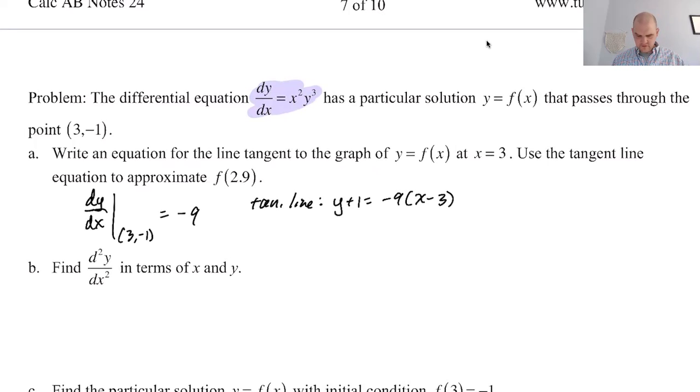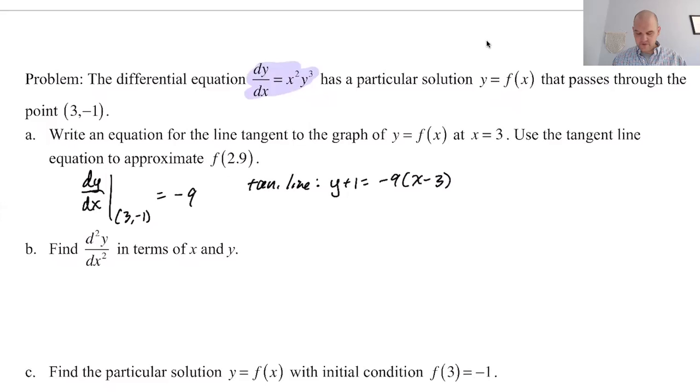Okay, use the tangent line to approximate f of 2.9. So it's an approximation, so use approximately equal to. f of 2.9 is approximately -1 minus 9 times (2.9 minus 3), so -1 minus 9 times -0.1. -1 plus 0.9, so negative 0.1. I think that's right. Negative 0.1 times 9 is 0.9. Yeah, okay, I'm pretty confident in that.